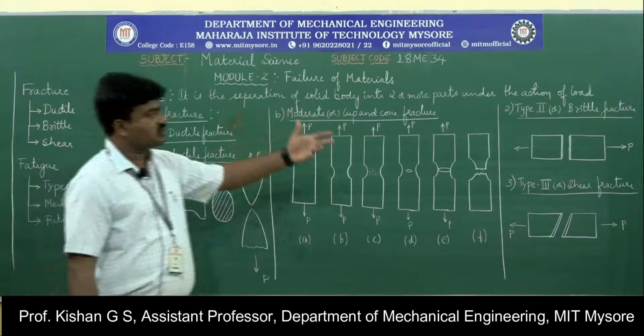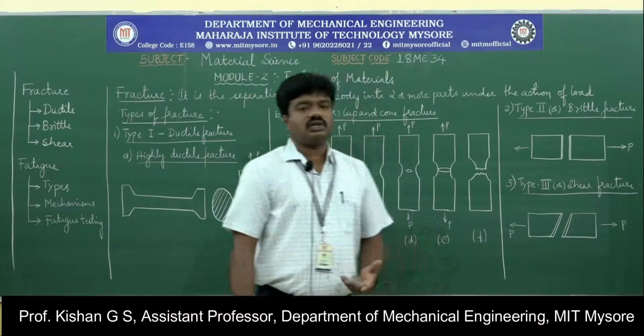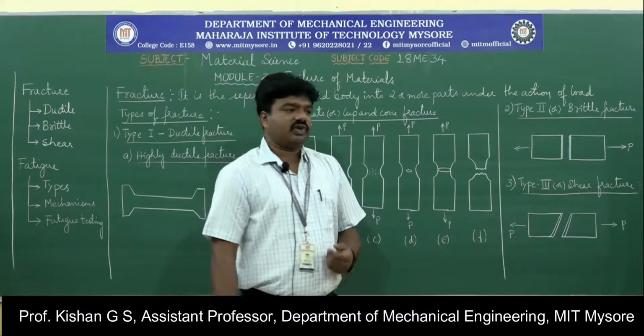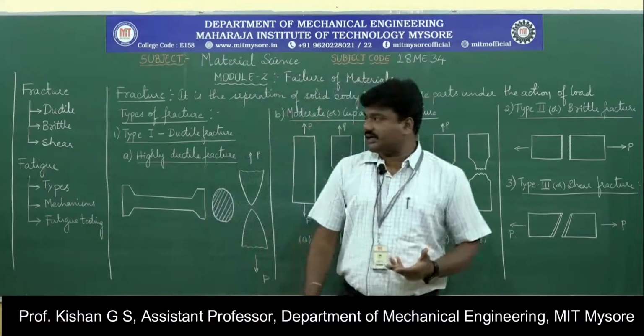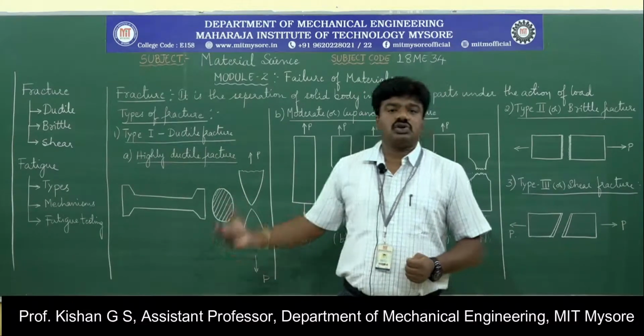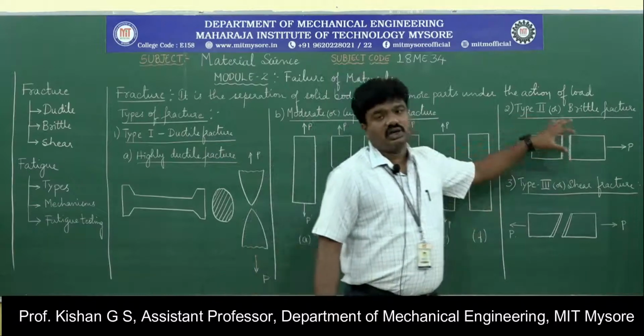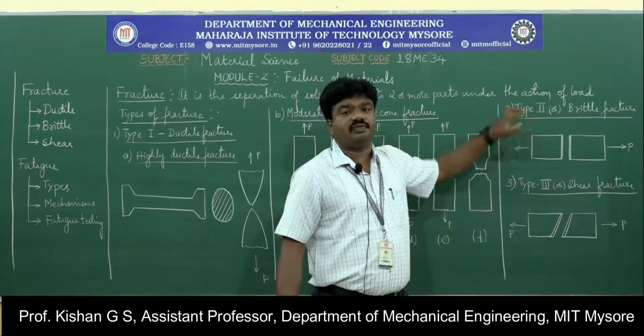Moving on with the next one, that is type 2 or brittle fracture. So what is type 2 or brittle fracture? See, when the material is loaded in case of a ductile fracture, what we have assessed is slow propagation of crack. Whereas in case of brittle fracture, the propagation of crack will be very instant.